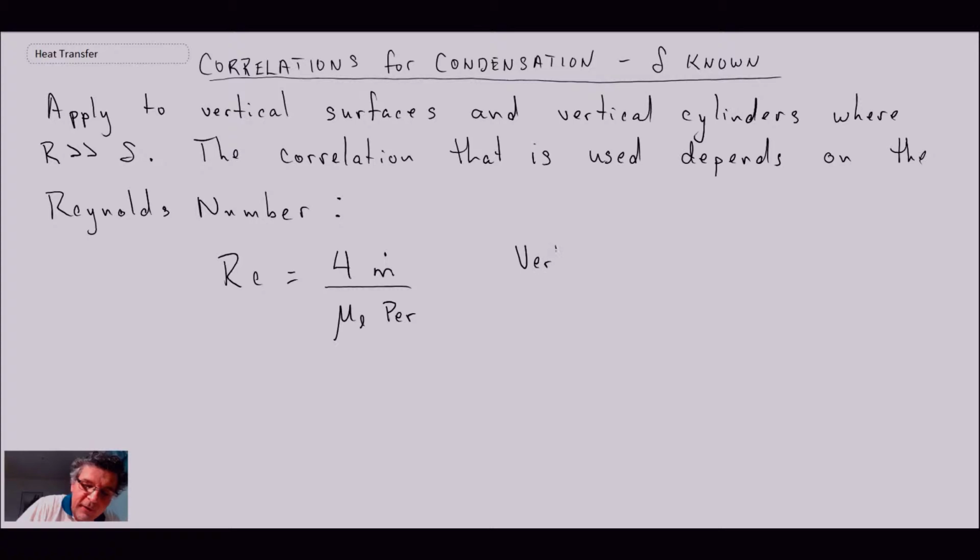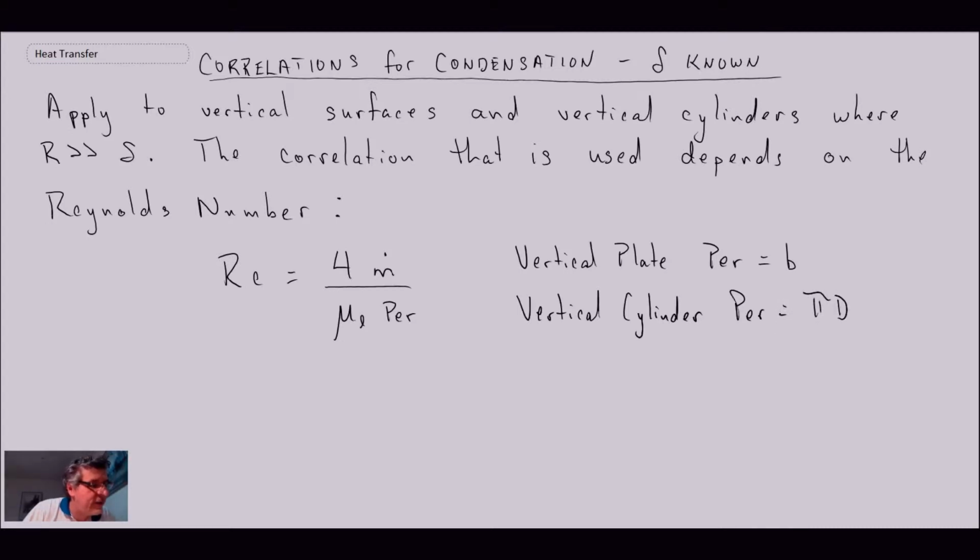If you're looking at a vertical plate, the perimeter would be equal to the width of the plate, which would be little b. And if you're dealing with the vertical cylinder, the perimeter is equal to pi times the diameter of the cylinder. With this, we can make a substitution. I'm not going to go through it, but it enables us to come up with a new form of the Reynolds number defined in terms of the thickness of our film.